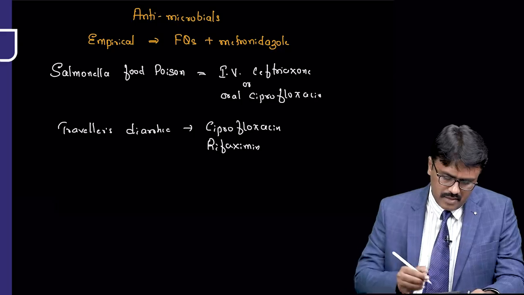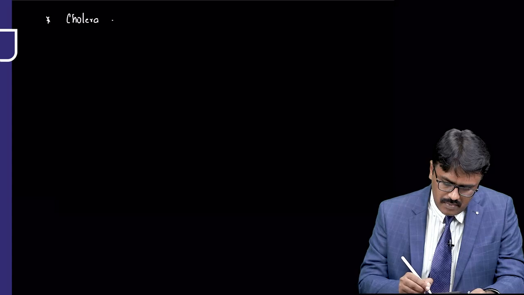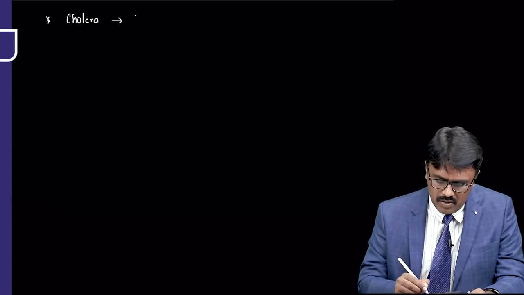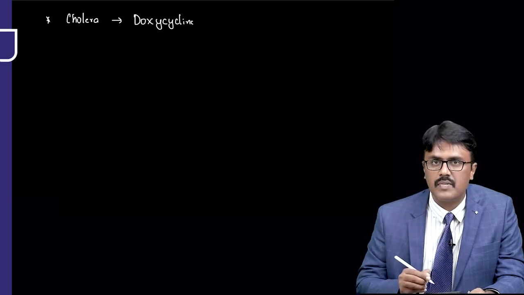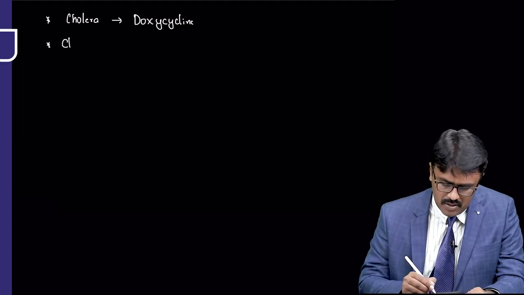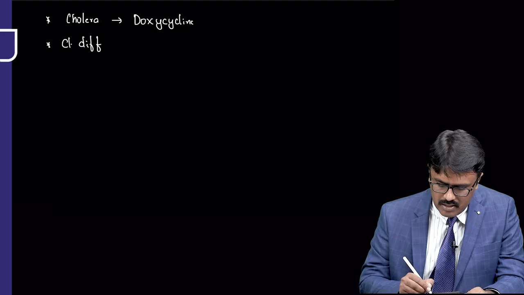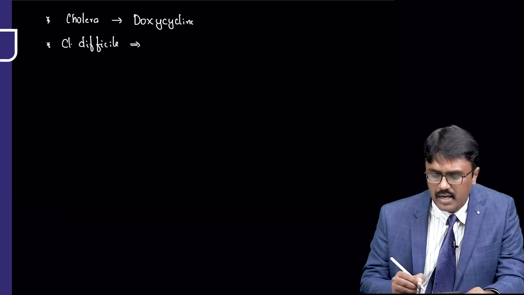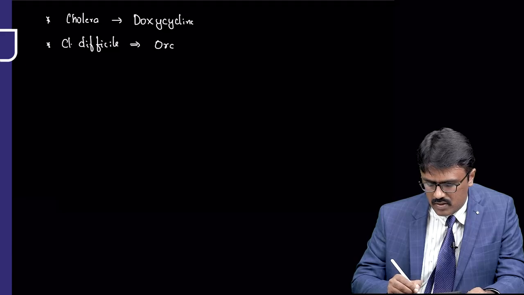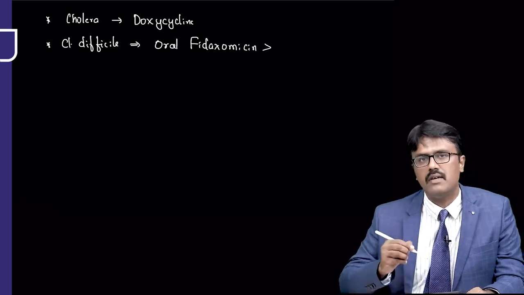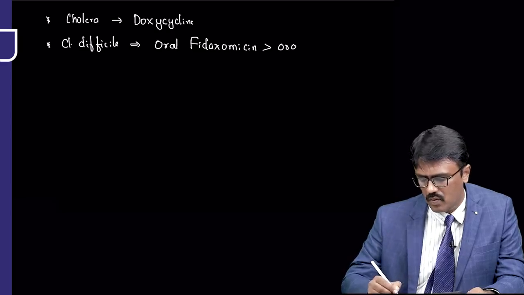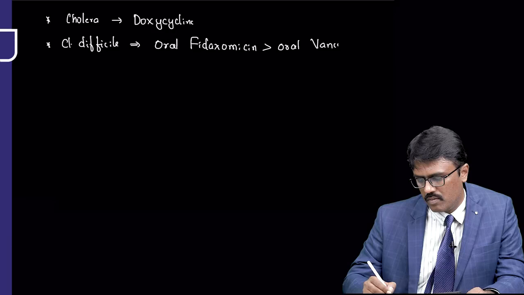Then another important condition, cholera. It's very rare, but we may get it. So what we can give is doxycycline. And Clostridium difficile, which causes pseudomembranous colitis, also can present with diarrhea. So the drug of choice nowadays is oral fidaxomicin. If that is not available, you can give oral vancomycin.